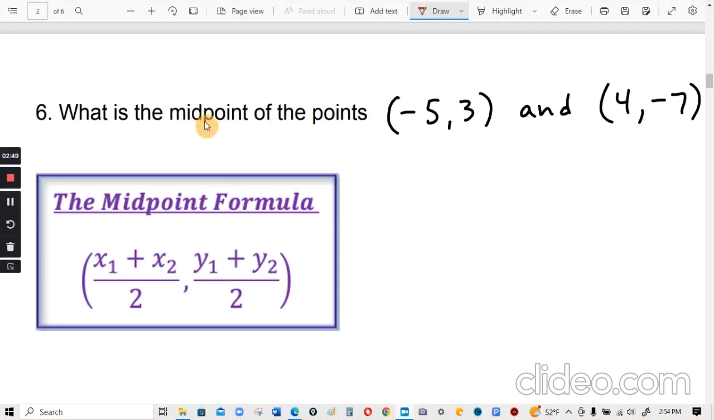All right, midpoint. The midpoint formula, it's basically the same as the average of the two numbers, the average of the x's and the average of the y's. So let's start with the x's.